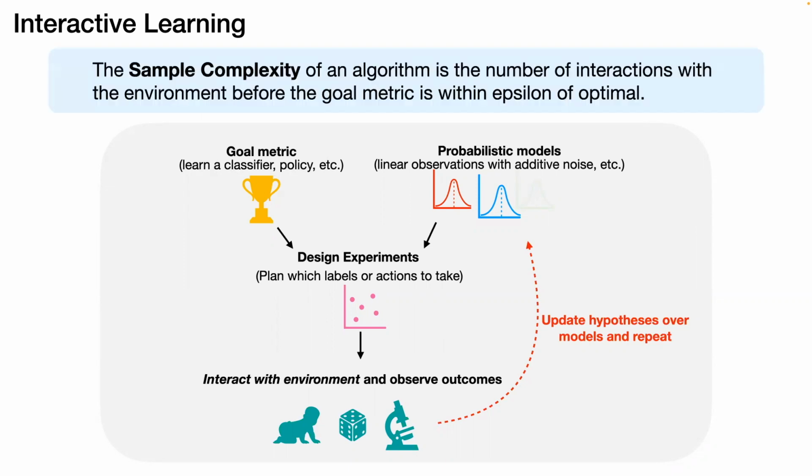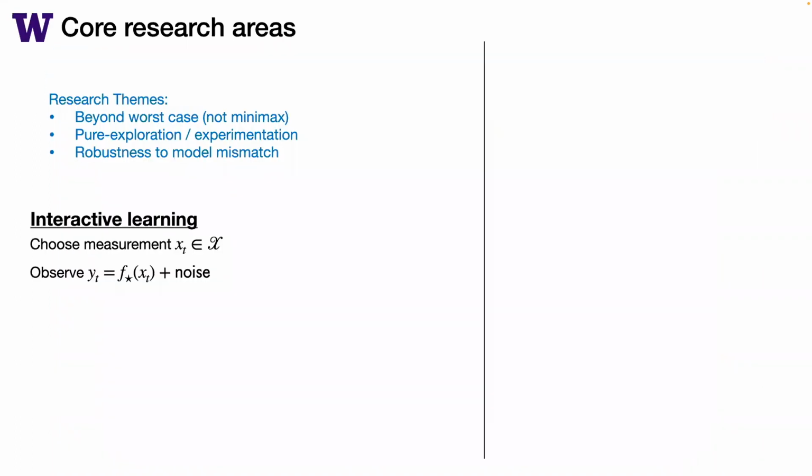And the hope is that you can reduce the sample complexity, the total number of interactions with that environment before the goal metric is met in some way. And so my research has really tried to emphasize going beyond worst case or beyond minimax and going after instance-dependent results, so that if the problem is easy, then you require fewer samples. If it's hard, then you require more samples, but your algorithm will adapt to the true difficulty of the problem.